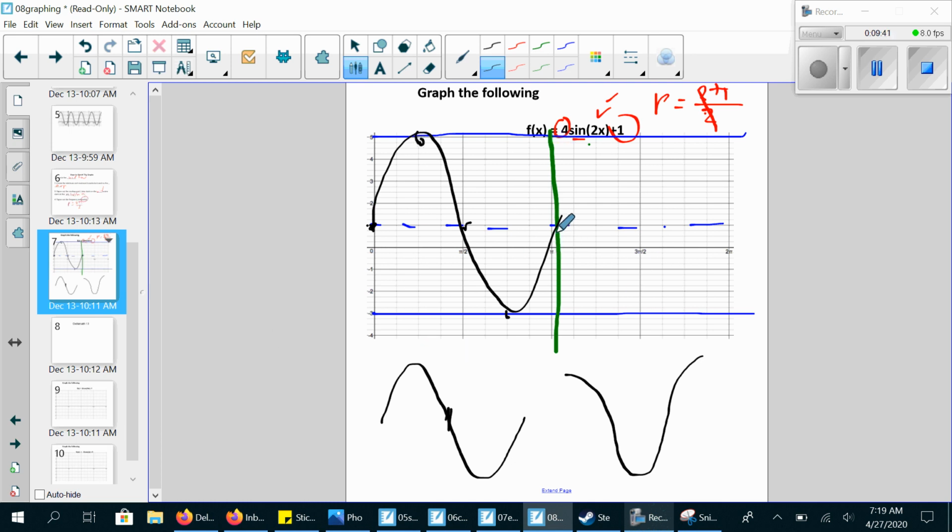And then our cycle is going to take up another pi and repeat from pi to 2 pi, so we can do the same thing. Midline, midline, midline, maximum, minimum, and we've sketched our sine graph.